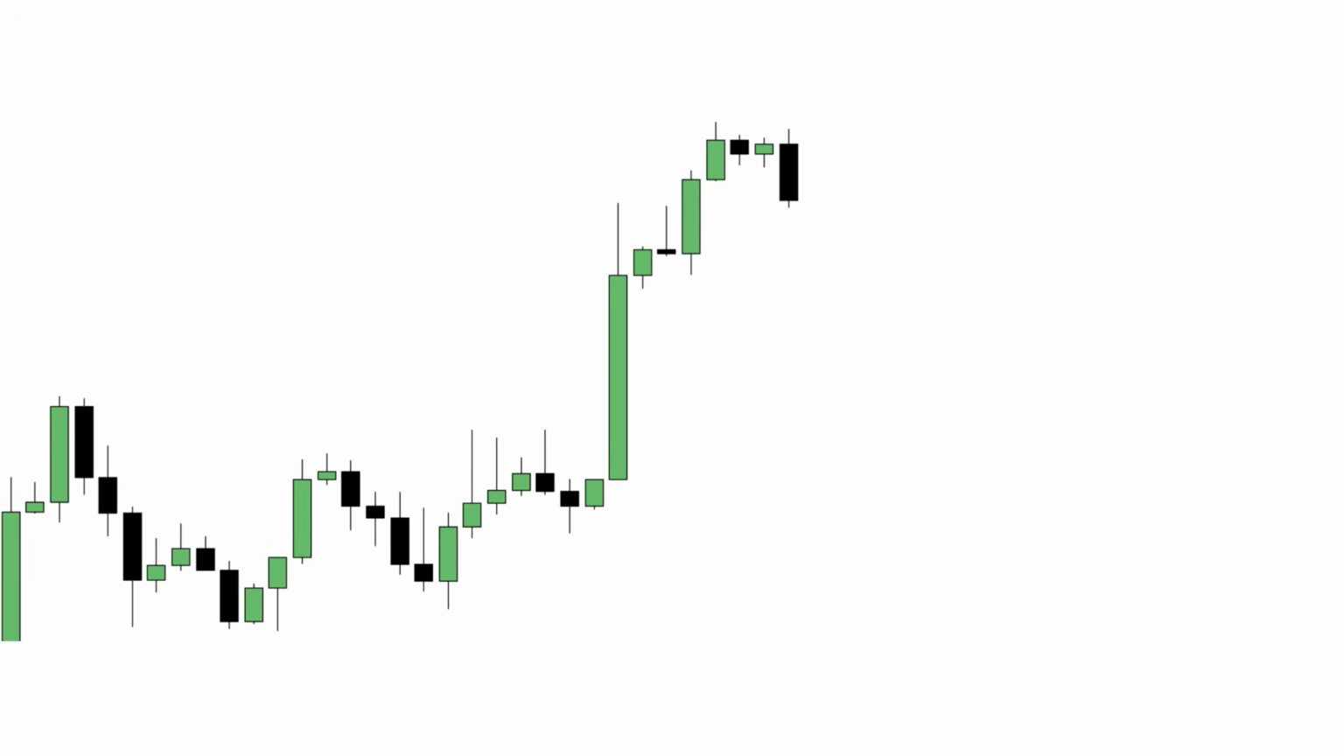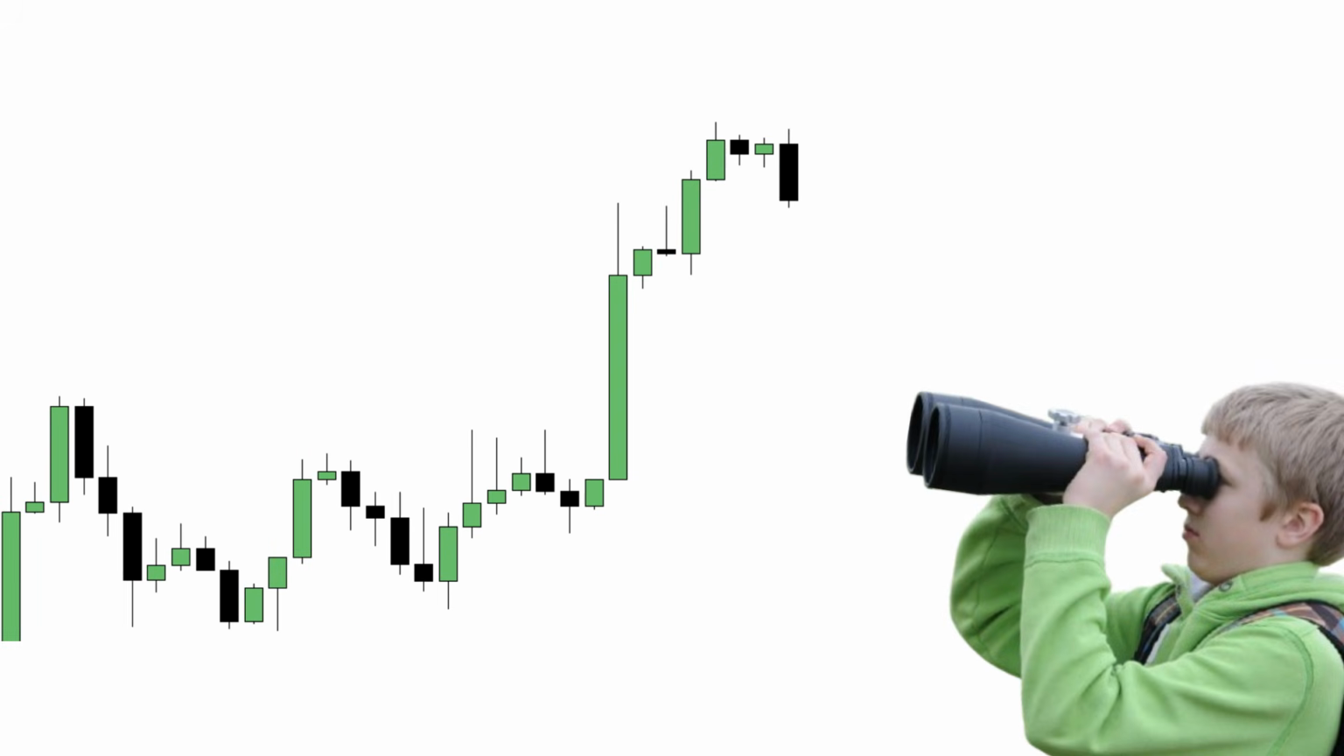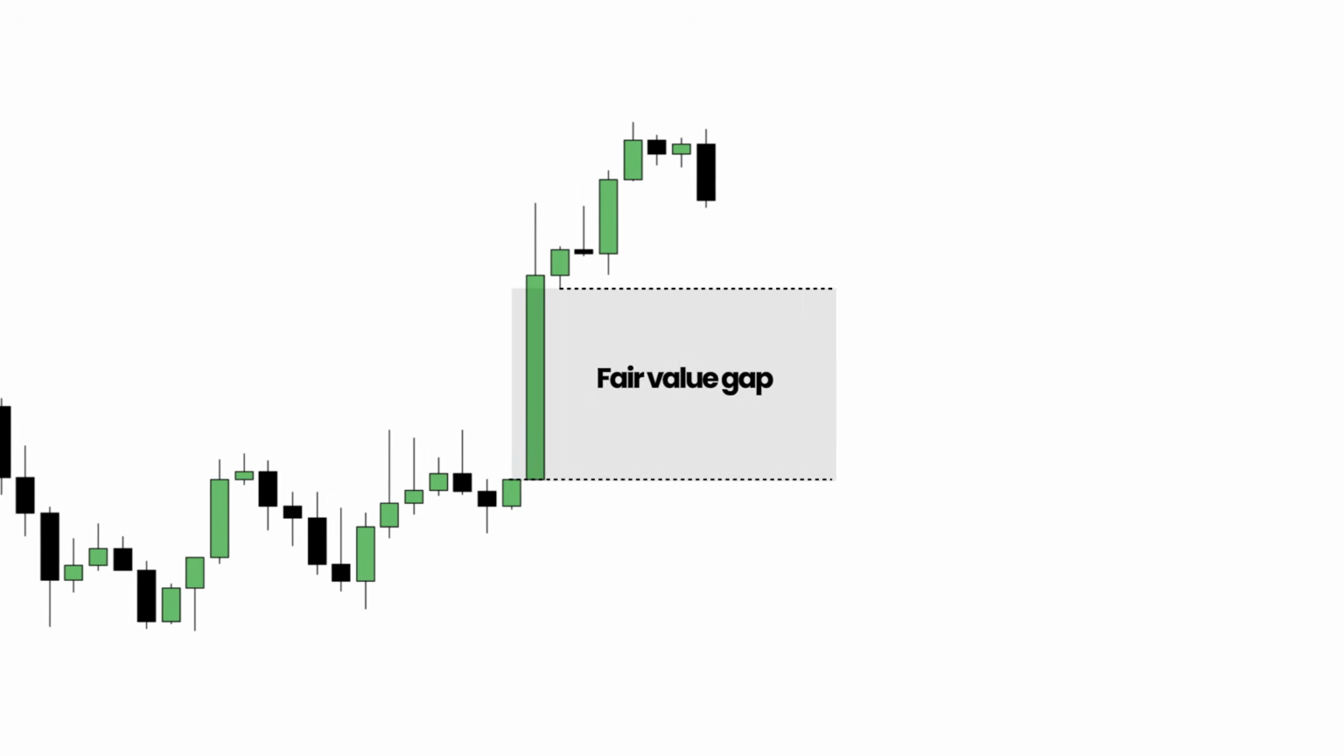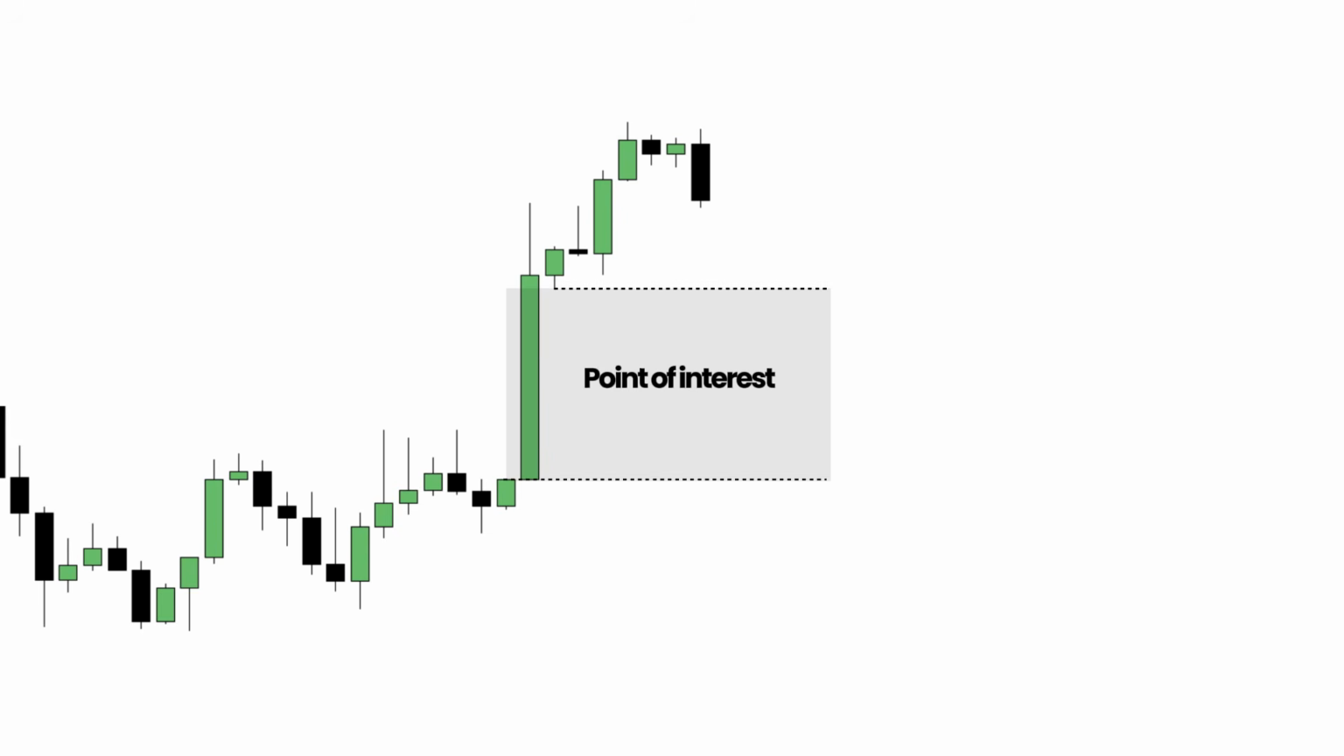So, how do you identify one? Start by looking for a sequence of 3 consecutive candles. You're looking for a strong expansion candle in the middle, positioned between 2 comparatively smaller candles. If the high of the first candle and the low of the third candle do not overlap with the range of the middle candle, a fair value gap has been created. That empty space between the first and third candles is the fair value gap. Once you've identified it, draw a rectangle over that area. It now becomes your point of interest.